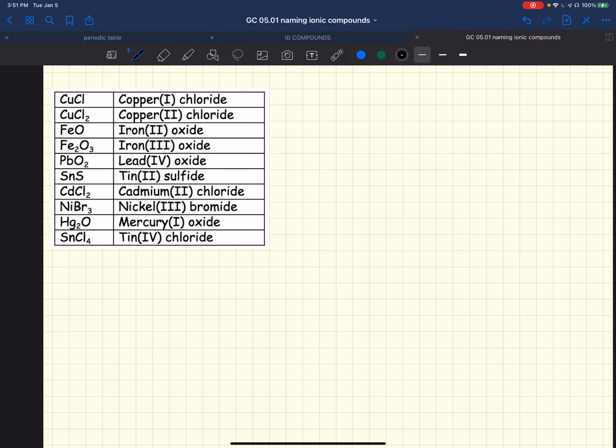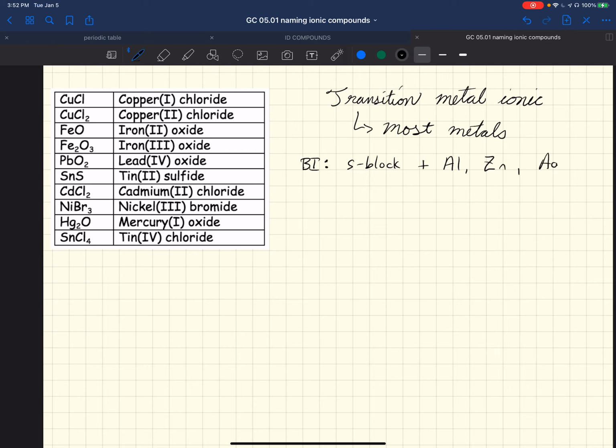And actually, I'm not even going to do that. I'm going to say most metals. What I'm going to focus on instead is which ones get named as binary ionic. Binary ionic compounds are any metals in the S block plus 3 that you just have to memorize, which is aluminum, zinc, and silver.